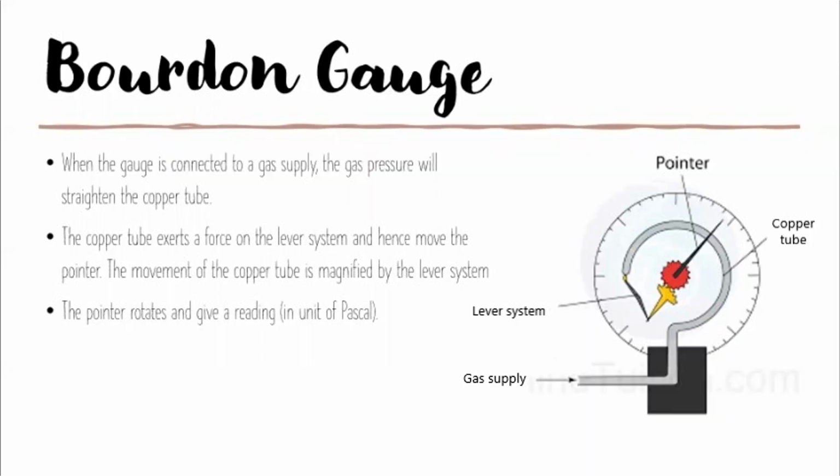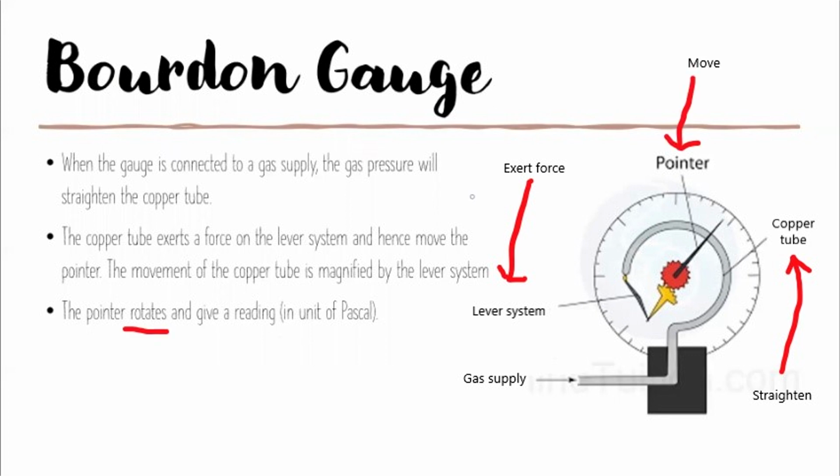For the Bourdon gauge, when the gauge is connected to a gas supply, the gas pressure will straighten the copper tube, and the copper tube will exert a force on the lever system and hence move the pointer. So the pointer will rotate and give a reading in units of pascals.